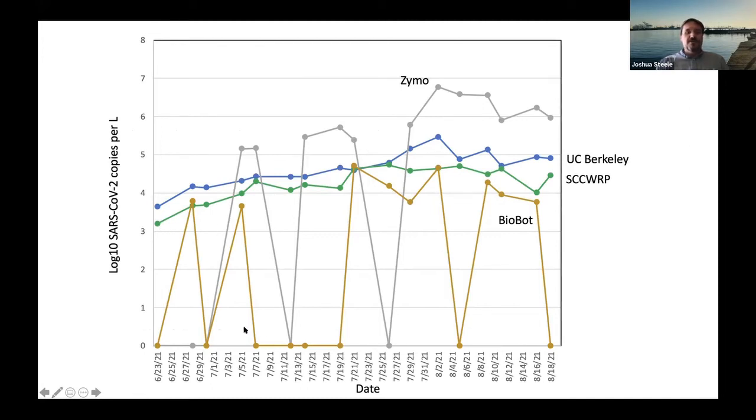The other two had a lot of problems, and when they dropped to 0, that means they went below detection. So that means their sensitivity was not high enough to be able to detect it. And so this is a problem when you're starting to get down to lower parts of the curve where you have less and less virus around. If you're not sensitive enough, you're not going to be able to follow it and get any information out of the wastewater.